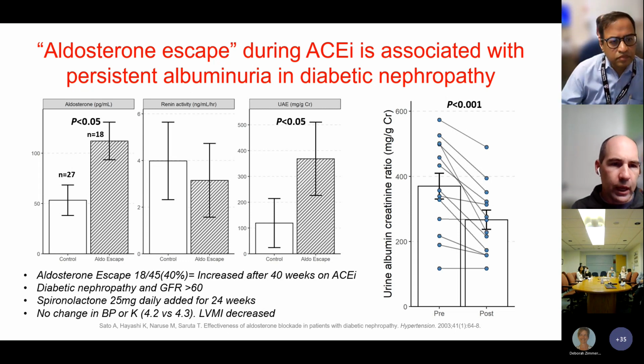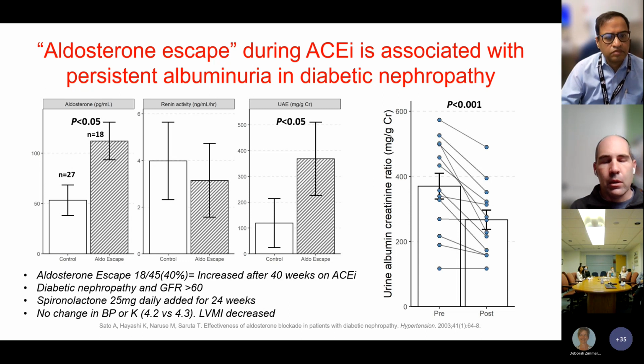And the people who were in that category had obviously higher aldosterone concentration on the left. Their renin activity was actually no different. So there's some independent aldosterone excretion that's not Ang2 dependent. But the more interesting finding is that they had more proteinuria. They had more, this is urine albumin excretion. So they found this in 40% of people. And this was in people with diabetic nephropathy.